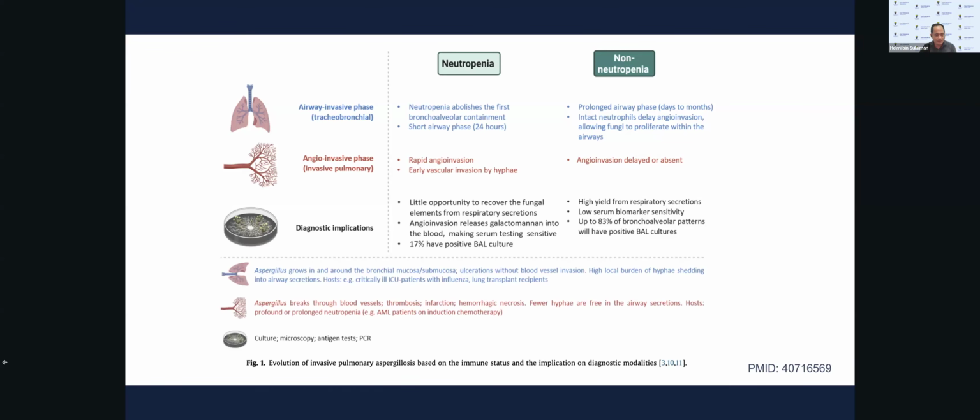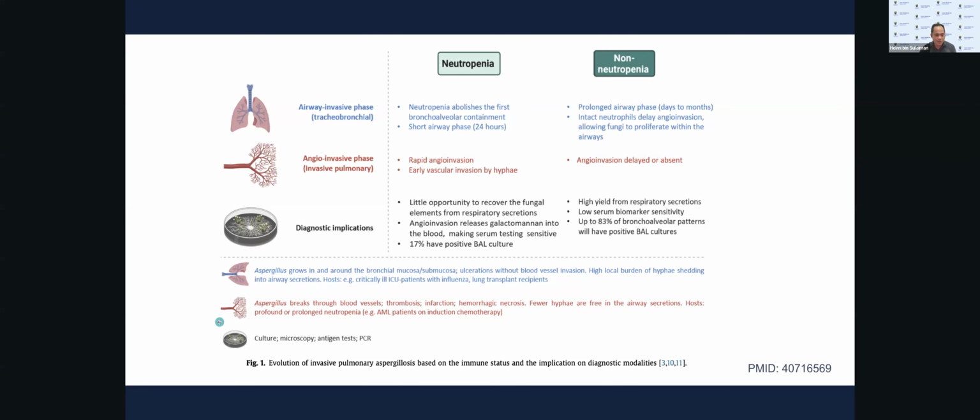Again, this one is for the airway. Aspergillus grows in and around the bronchial mucosa or submucosa, and ulceration can be seen in non-neutropenic patients, where they have a high local burden of hyphae shedding into airway secretion. The hosts are usually transplant patients or critically ill ICU patients with influenza, or patients with CAPA, which is COVID-19-associated pulmonary aspergillosis.